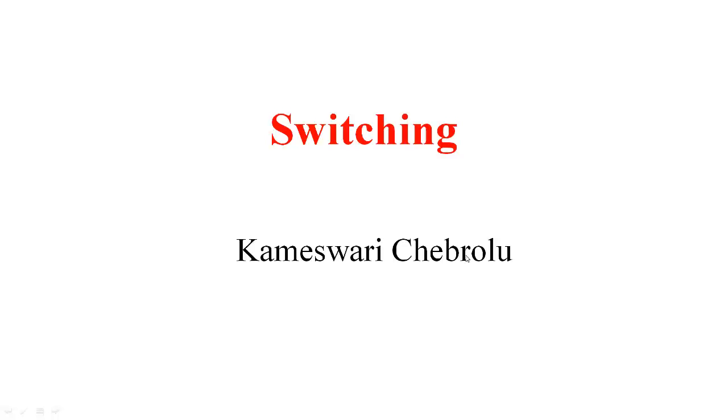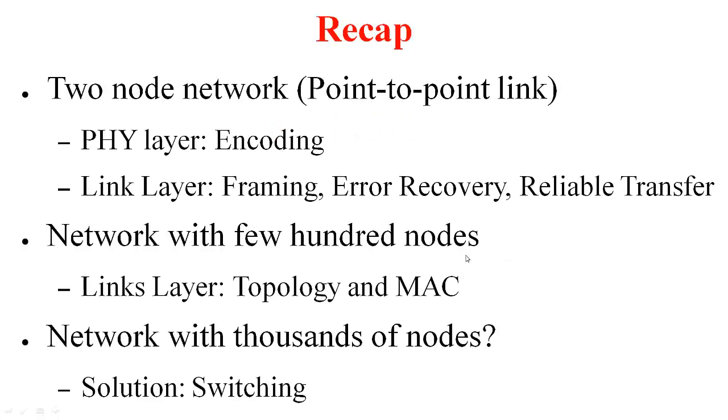We have reached another major milestone in this course. Where are we placed currently? We have looked at the functionality needed to make two nodes communicate. At the physical layer, you needed encoding. At the link layer, you needed framing, error recovery, and reliable transfer for this. But how useful is a two-node network? Not much. So we moved on to using this particular framework to interconnect a few hundred nodes.